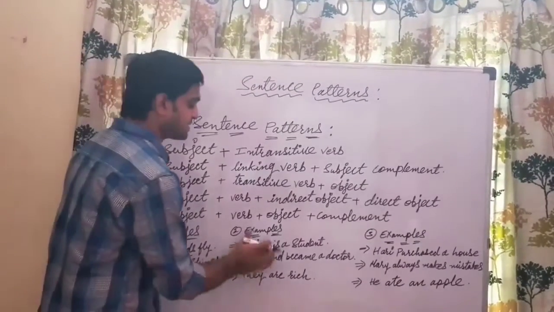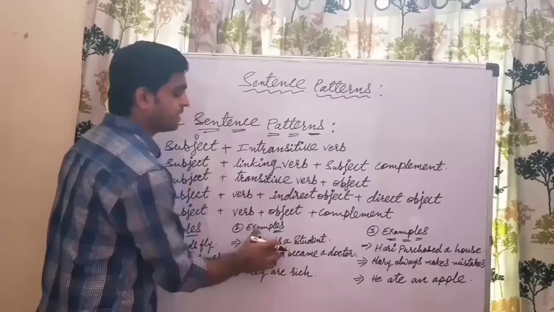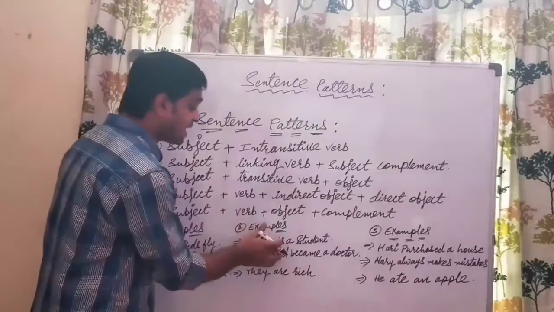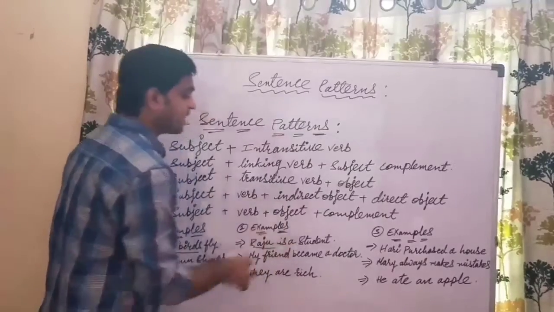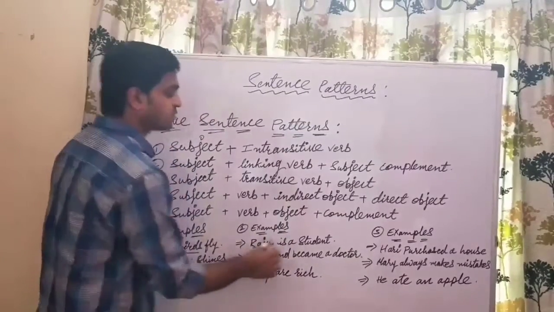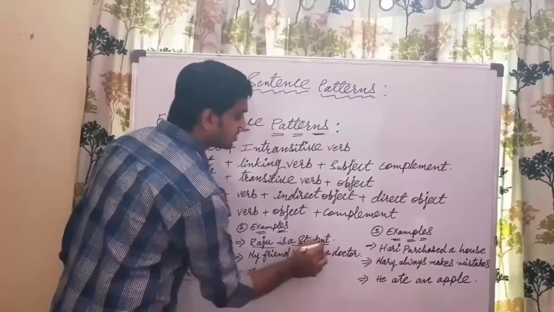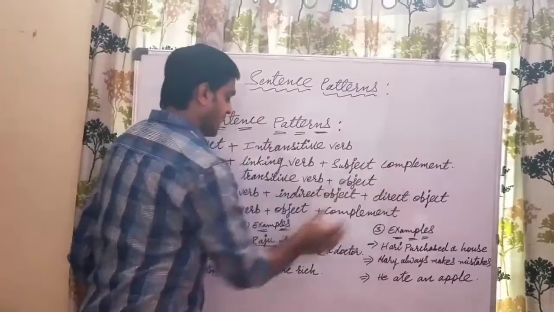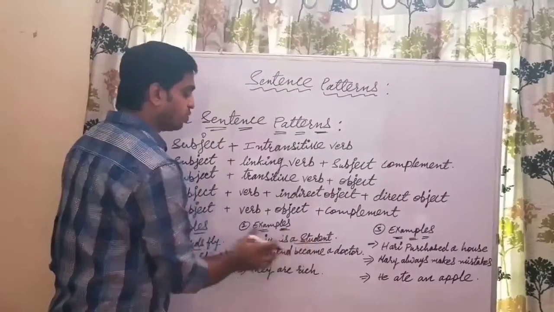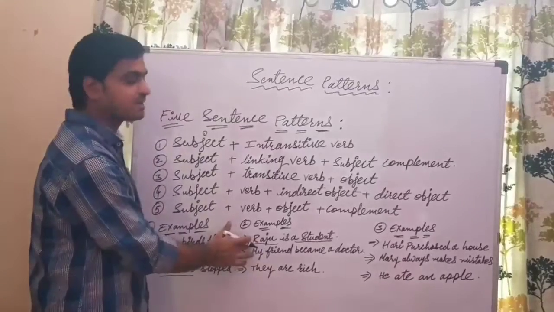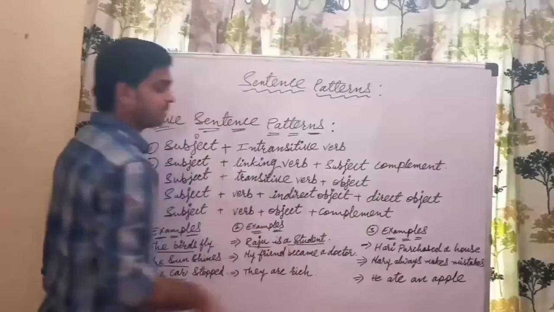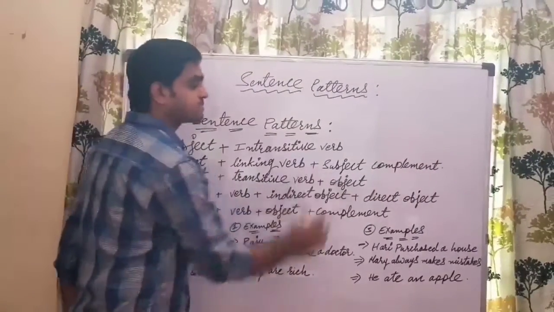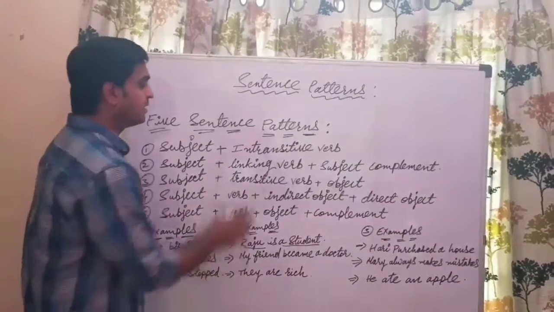So in this example, is is the helping verb, and this helping verb is acting as the main verb here. And the complement towards Raju is a student. So student is the complement, and that complement is given to the subject person Raju. That's why we call it the subject complement. So here a student is the subject complement in this given example.